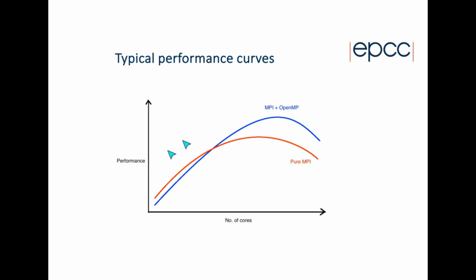What you will often find if you go to MPI and OpenMP is that, say for low numbers of cores, you may actually find that the performance is worse.